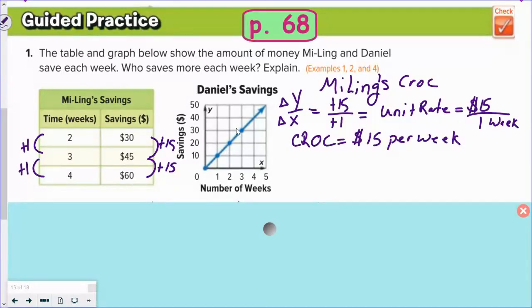Remember, that's where we want to find a unit rate. And remember, unit rate has to have 1 for the x in the denominator. That is how you know you have your unit rate.